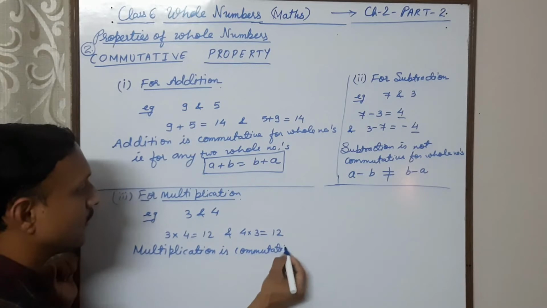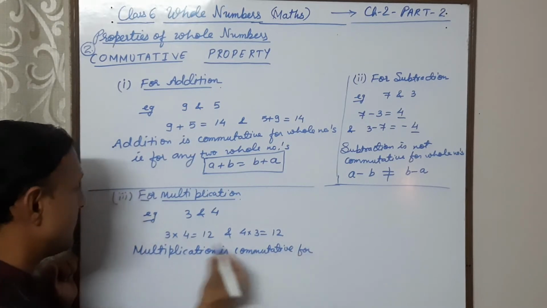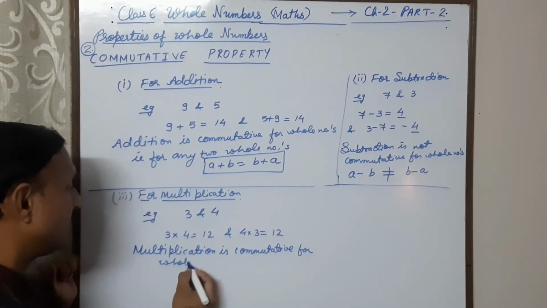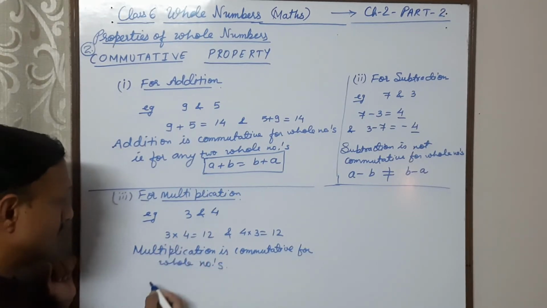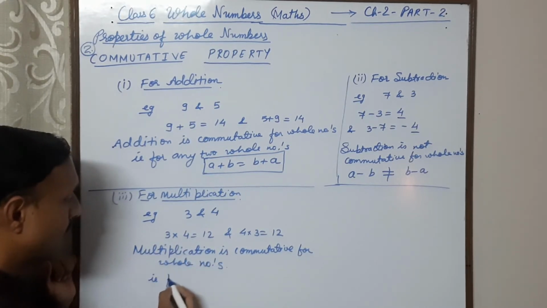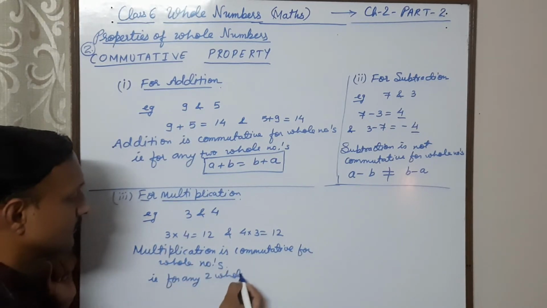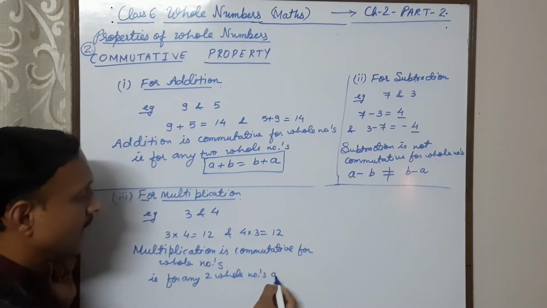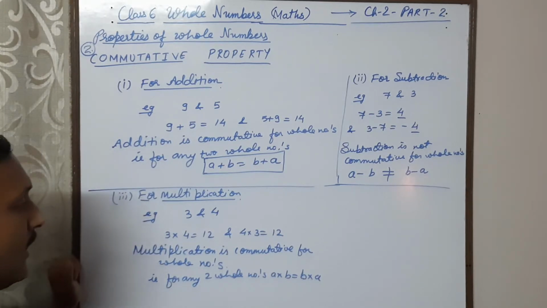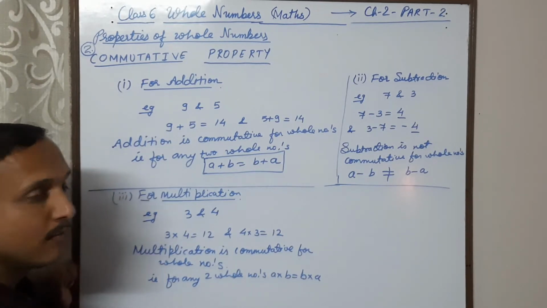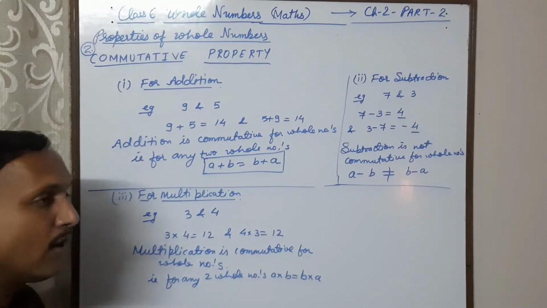Multiplication is commutative for whole numbers. That means we can multiply two whole numbers in any order. That is, for any two whole numbers A and B, A into B equals B into A. We can multiply in any order. The result will always be the same.